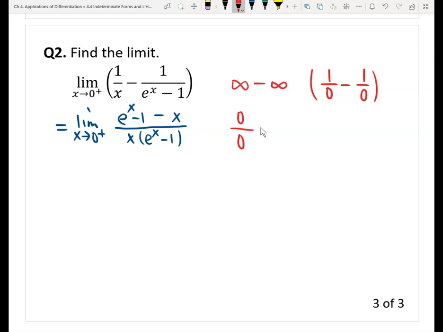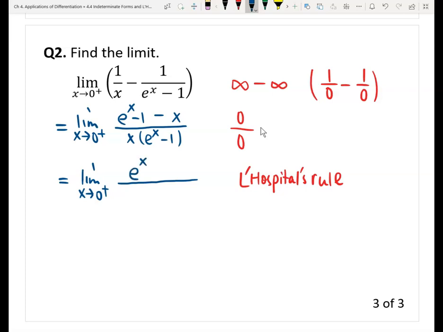L'Hopital's rule, of course. We're going to use L'Hopital's rule, so take a derivative. I take a derivative of the numerator. The first is e^x, the second is 0, so the third is minus 1. I take a derivative of the denominator, which is a product, so I have to use the product rule. Take a derivative of x, which is 1, so we have this e^x minus 1, plus, and then take a derivative of the second term, which is e^x, so we have plus x times e^x.